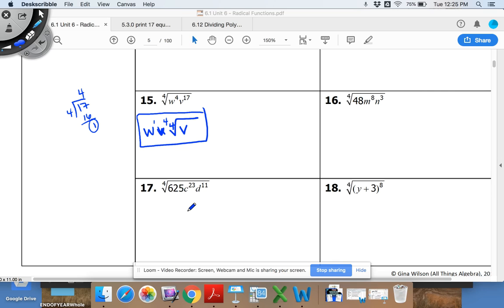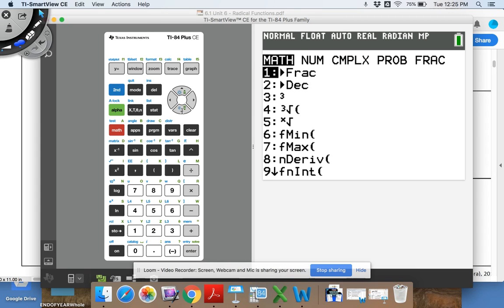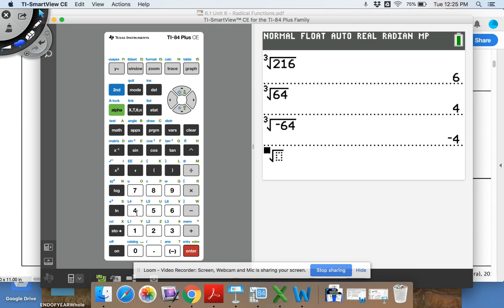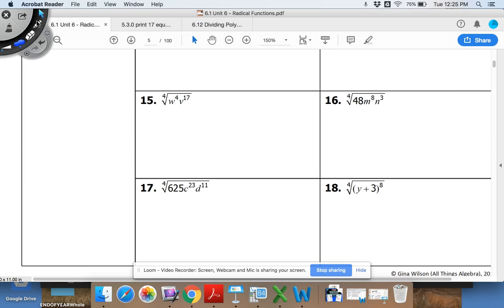Next we have the 625, and it has an index of 4. So in our calculator, we go to math, and we go to number 5. Our index is 4, and our radicand is 625. So that gives us 5. So we know that the whole number 5 comes out.